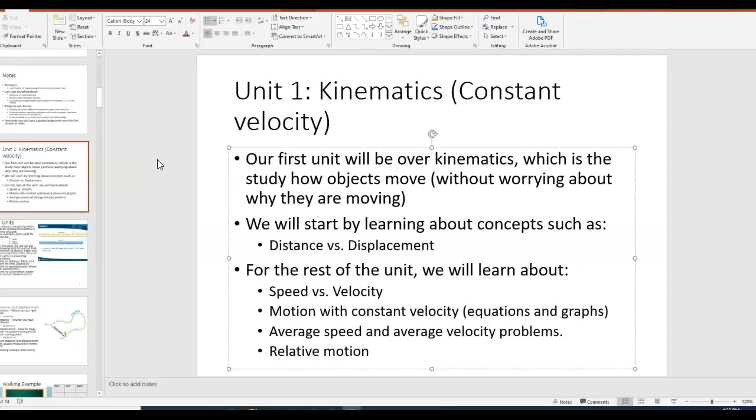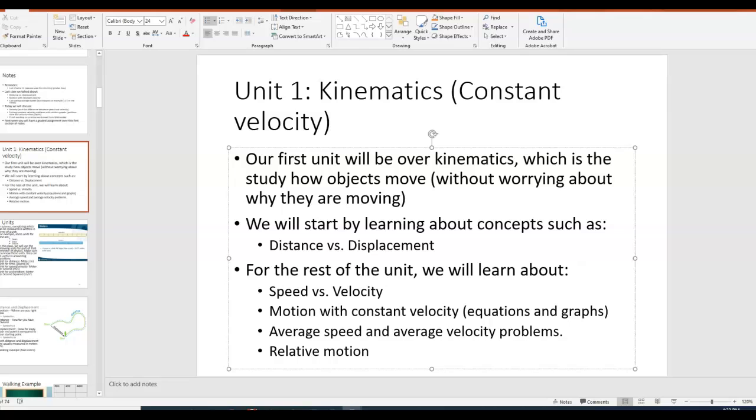In this video, we're going to be talking about distance and displacement and what the similarities and differences between those things are. And then for the rest of this unit, we'll be talking about things like, what is speed? What is velocity? How do you solve problems with constant velocity using equations and graphs? How do you do calculations with average speed and average velocity? And how do you solve problems with relative motion? Now that sounds really complicated, but this is going to be our first unit and probably one of our easiest units, just as something to get you more comfortable with physics.